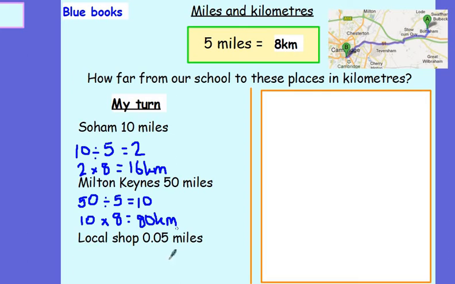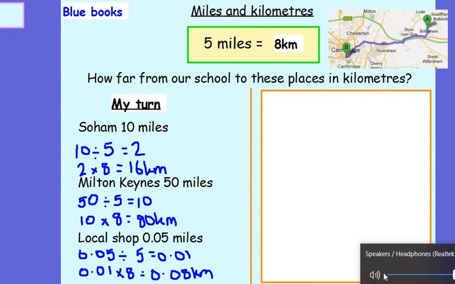In the same way for the local shop, I'm going to do 0.05. I'm going to start by dividing it by the number of miles in my conversion, which gives me 0.01. And then multiply it by the number of kilometres. 0.01 multiplied by 8 tells me the local shop is 0.08 kilometres away.